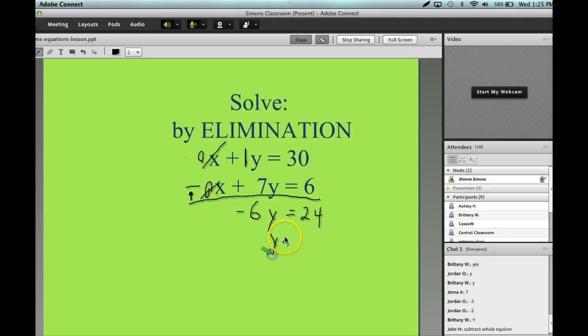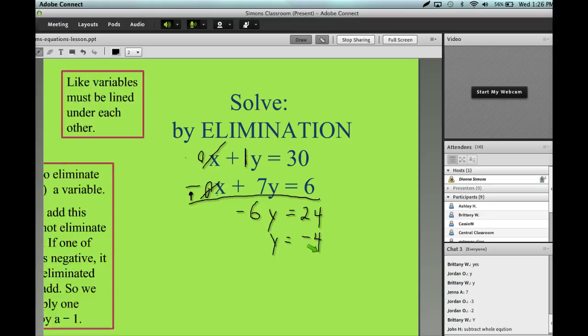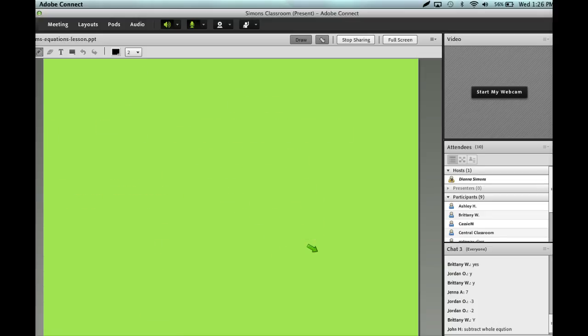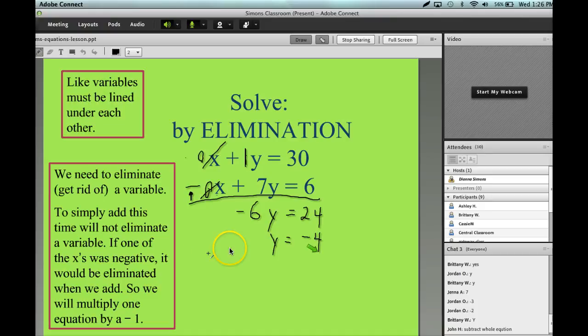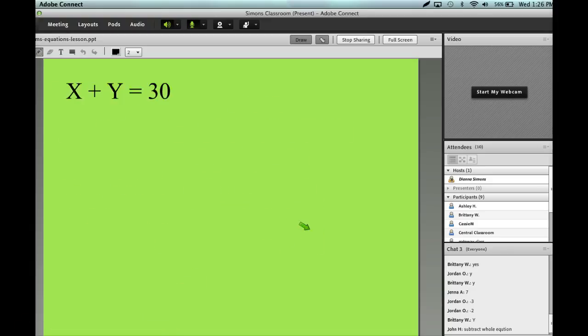So what's y going to be? -4. Okay, and then again, you put it in whichever equation is easiest for you to solve for your other variable. So we've lined everything up. Where did you get the 4 from? Back here, if I divide both sides by -6. Oh, okay. All right.